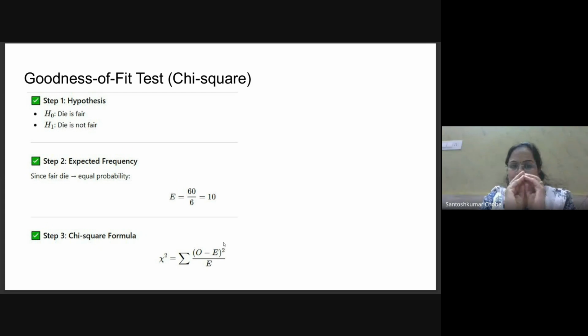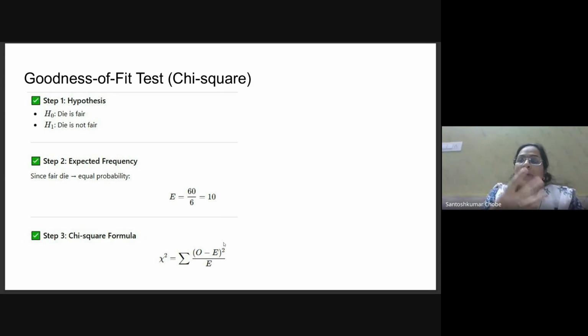Okay? This is one of the simplest examples to understand what the observed frequency is and what the expected frequency is. My observed frequency comes through experimentation. I do all the experimentation. What does it mean? 60 times I roll the die, and I note down whatever output has come when I roll the die 60 times.